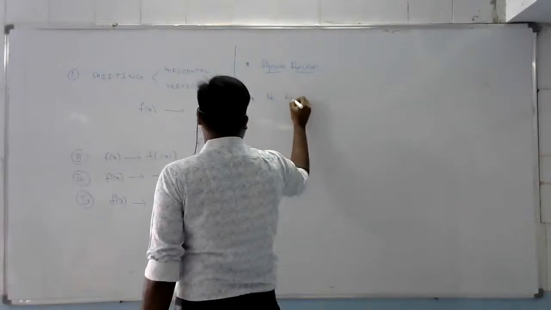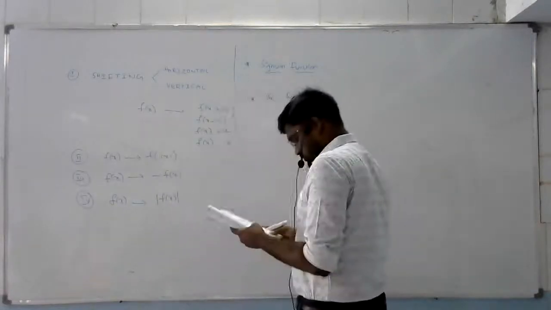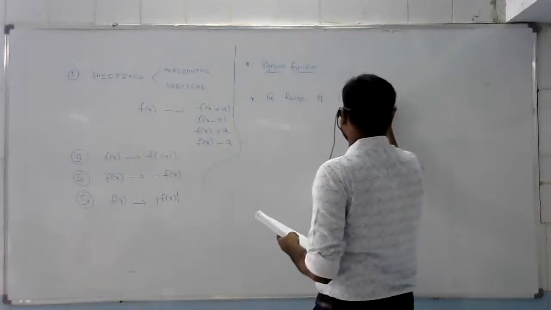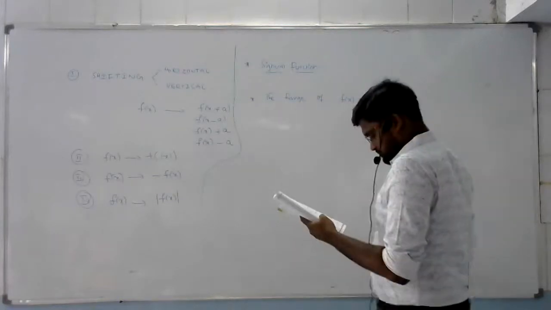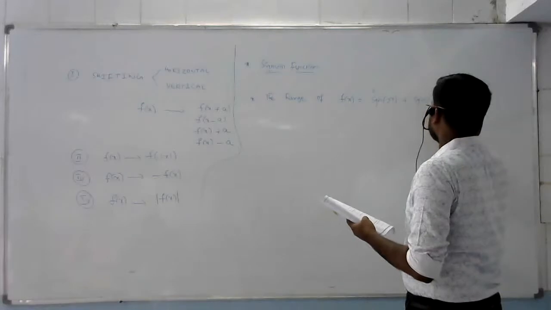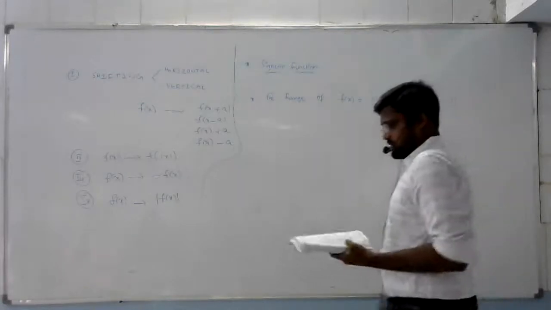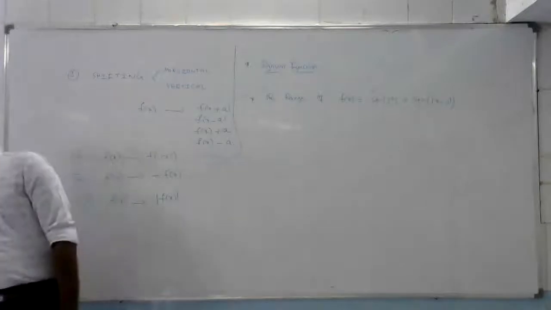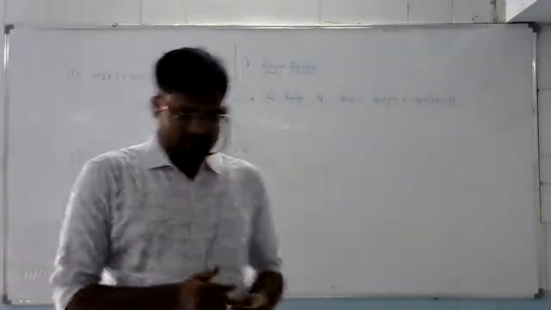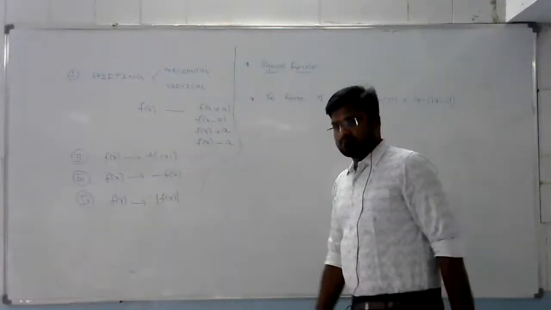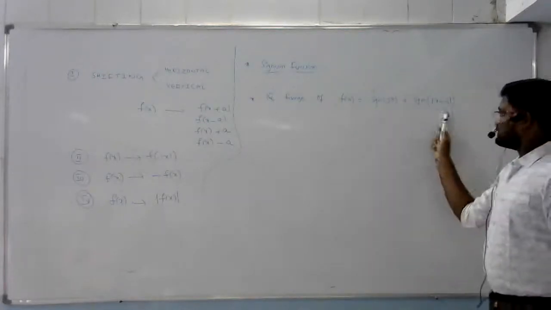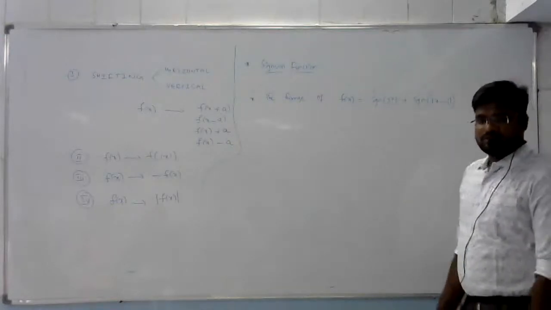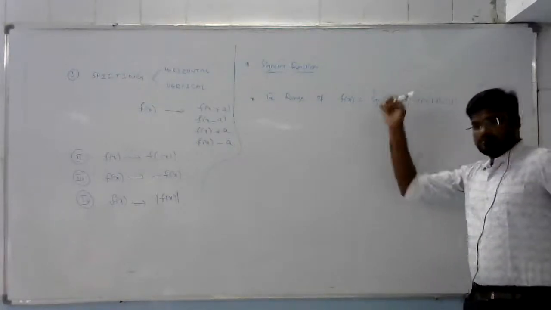The range of f of x equal to signum of 2 power x plus signum of modulus x minus 5. Very simple question, basic question. What is the value of this one? 1. What is the value of this one? 1 or 0? It can be 0 also, right? Yesterday I told you.